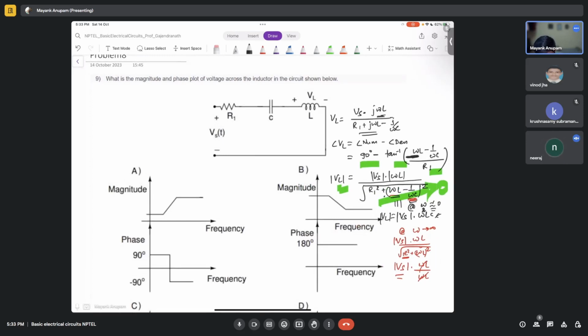1 by 0 is infinity, right? So minus 1 by omega C is minus 1 by 0, so it is minus infinity, right? This will go to minus infinity. Correct? So what is tan inverse of minus infinity? It is minus 90 degrees, isn't it?